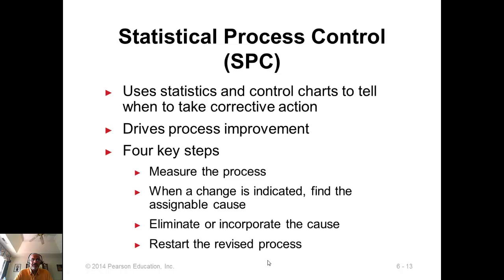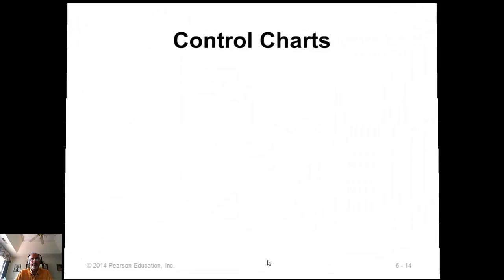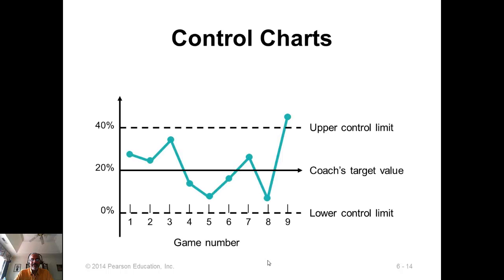Statistical process control. Again, there are 4 different process control charts. We will discuss that in the next supplement. So here is an example of the control chart.